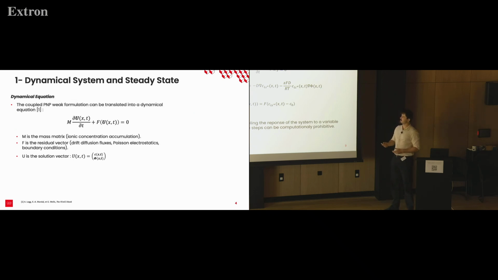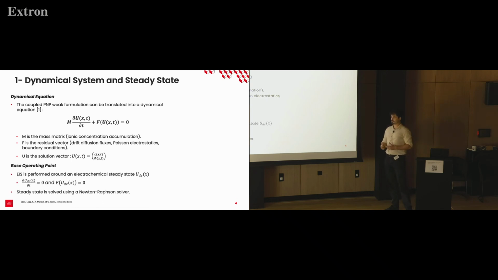There is. The first thing that we want to do is to translate the system into a dynamical equation and to solve the steady states. EIS is performed around a stabilized state, an equilibrium state if you want. So the PNP weak formulation can be translated into this equation with M the mass matrix, F the residual vector, and U the solution vector that will contain the concentration profile and electrical potential profile in the electrolyte.